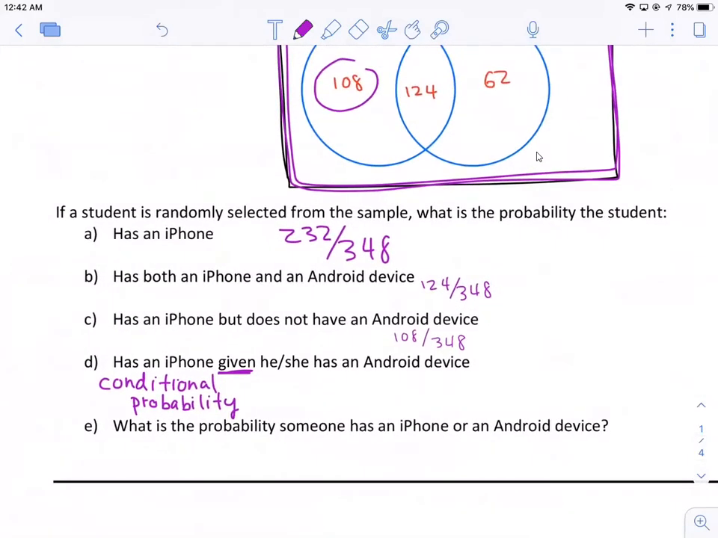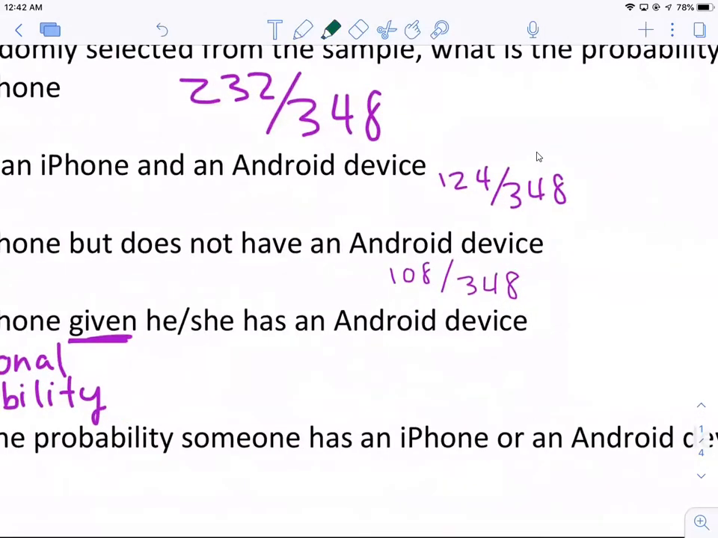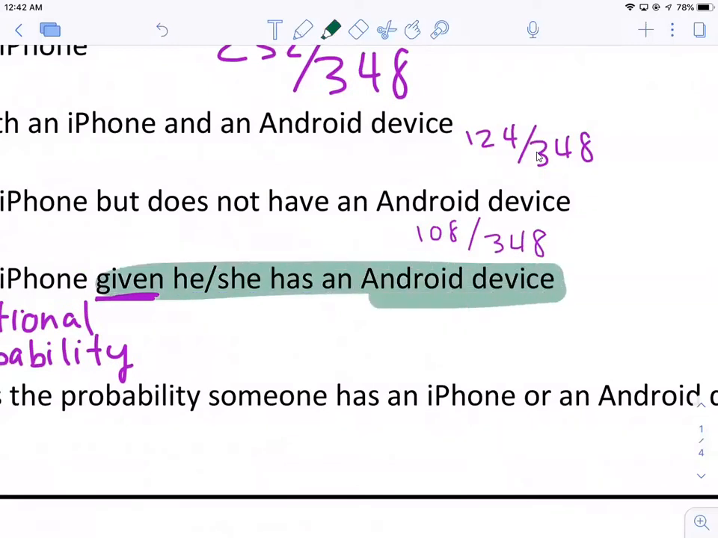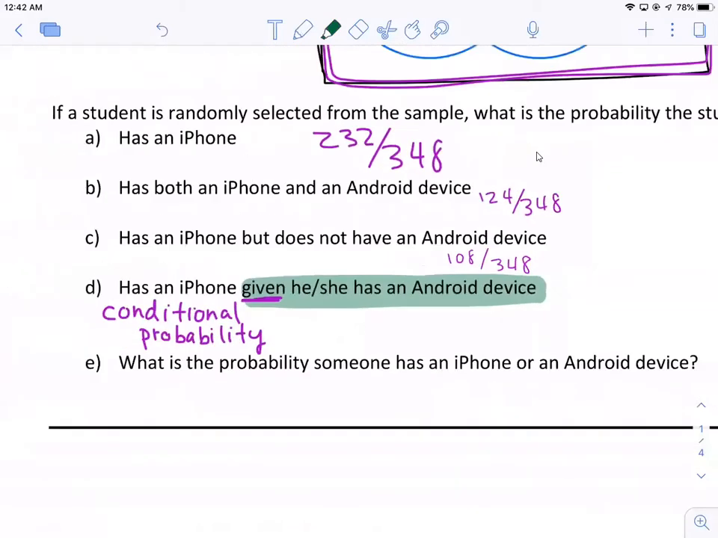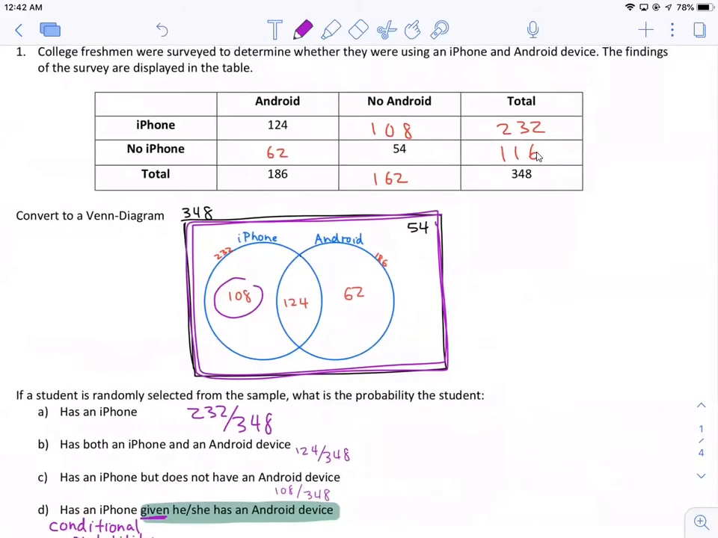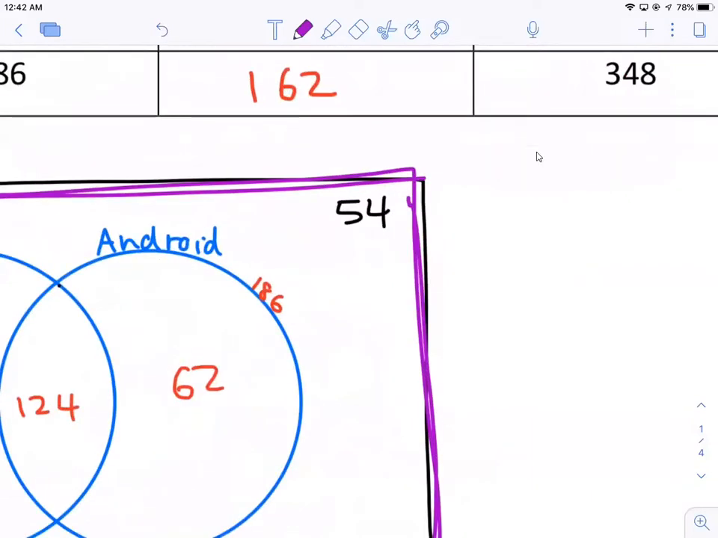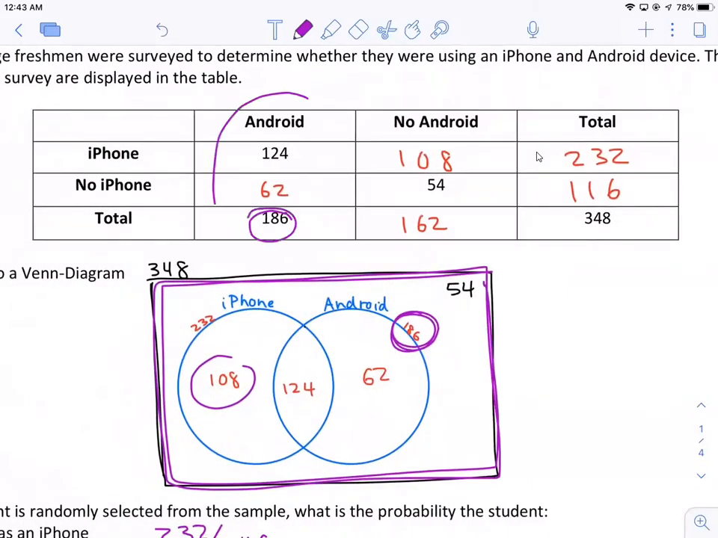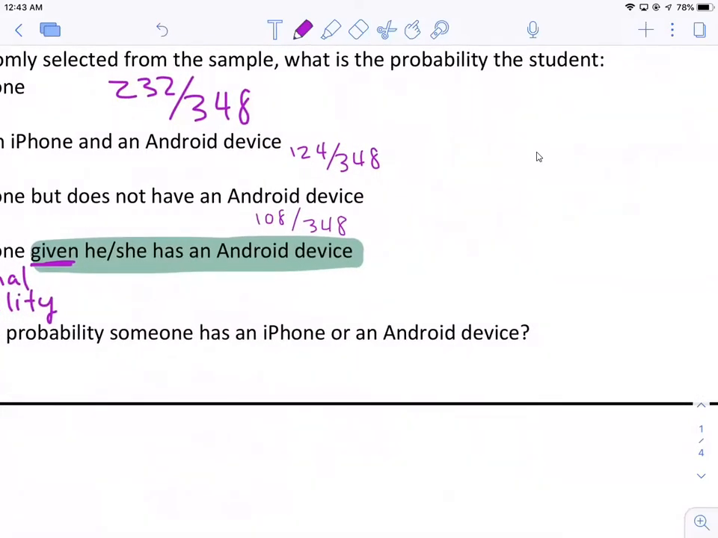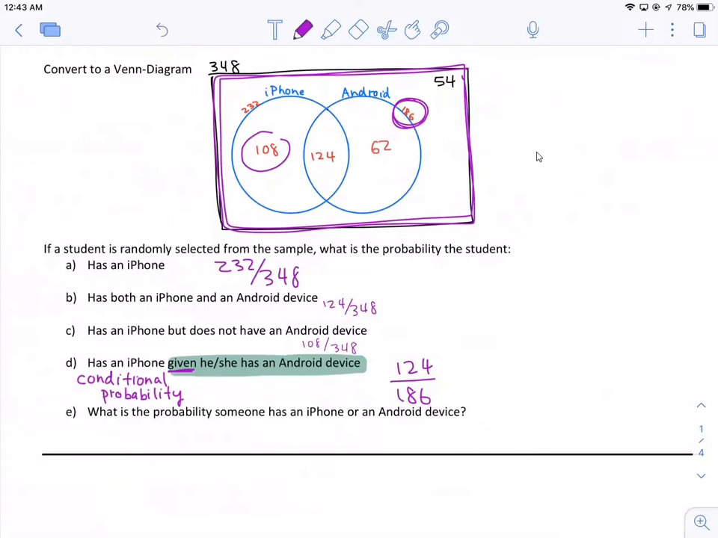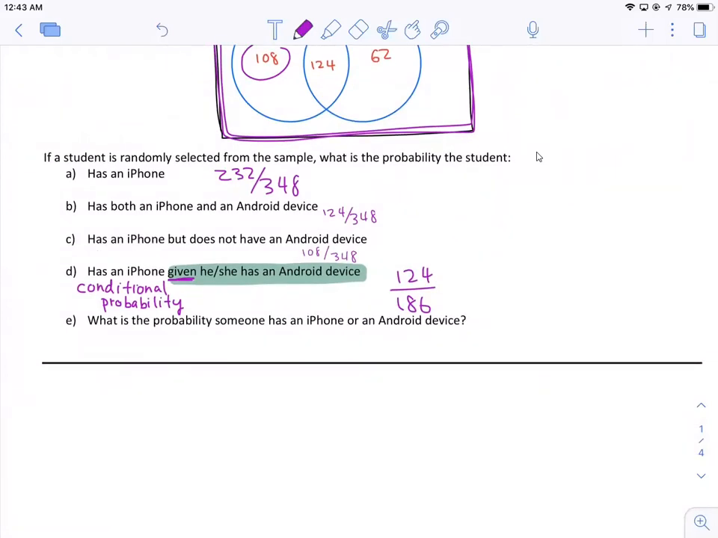But the condition is that this person has an iPhone. No, sorry, that is not the condition. We're trying to find the probability of a student has an iPhone given he or she has an Android device. So I'm sorry, the condition that the person has to fulfill is that they have to have an Android device. So we're only looking at people with Android devices. So we're not looking at this full sample of 348 students. We're looking out of this sample of 186, out of these people with Androids. So out of this 186, how many of them have iPhones? 124 of them also have iPhones. That was the overlap. So there's a pretty good chance that given someone has an Android device, they also have an iPhone, which doesn't make sense to me, but just go with it in this case.